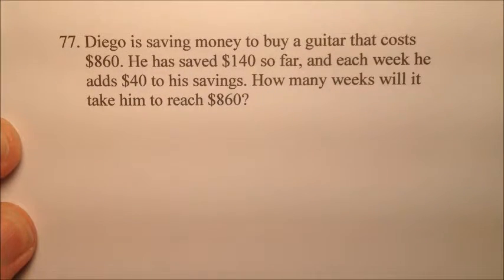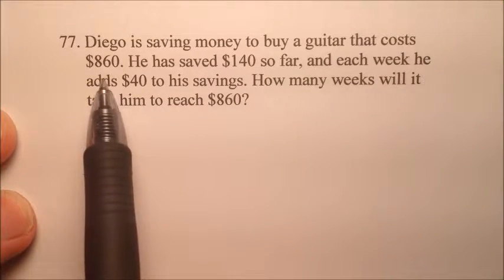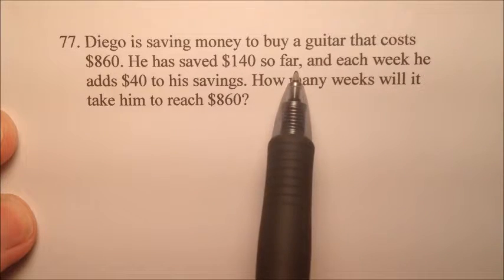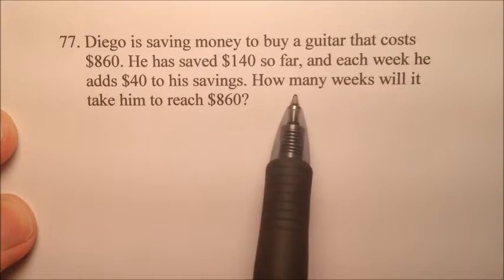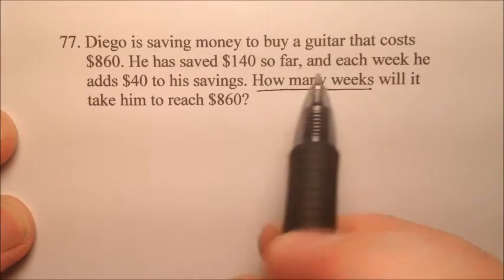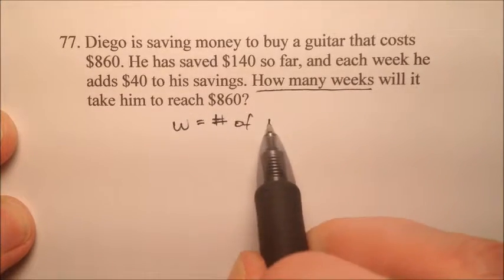Let's look at number 77. It says Diego is saving money to buy a guitar that cost $860. He has saved $140 so far, and each week he adds $40 to his savings. So how many weeks will it take him to reach his $860? So the question is how many weeks? So we can say W equals the number of weeks.